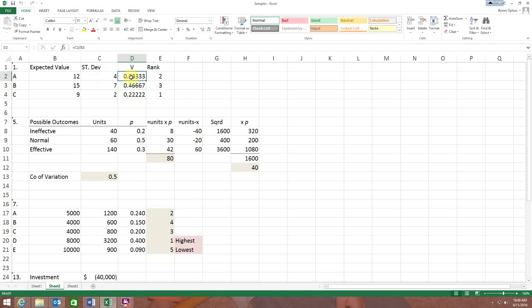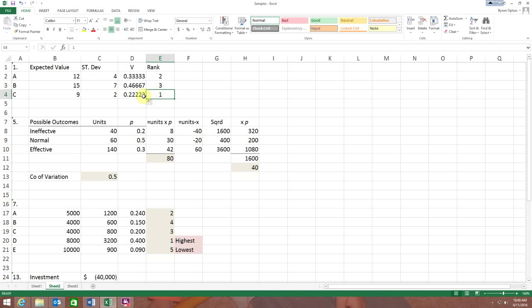Anyhow, the formula is really simple. It's just the standard deviation divided by the expected value. In my case, that one's 0.333, and I can drag that formula down. The smallest one is 0.222. There's actually a ranking function I could look at and put in here, but I didn't. I just did this manually. I know it's really hard, but I did it manually.